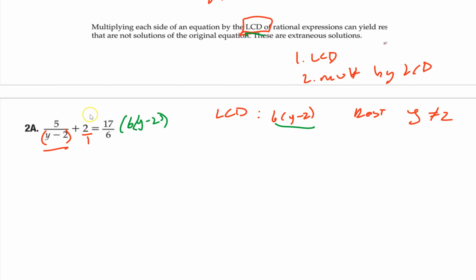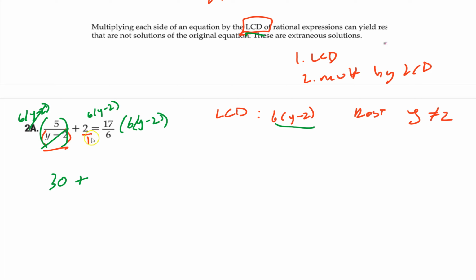We're going to multiply the 2 by 6(y − 2). We're going to multiply this one by 6(y − 2). I guess this is a shortcut way. So you multiply everything by the LCD. Now look what happens. Over here, the y − 2's cancel out. You just get 6 times 5, which is 30.